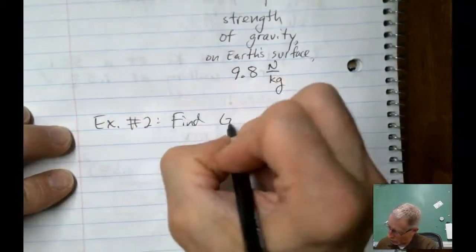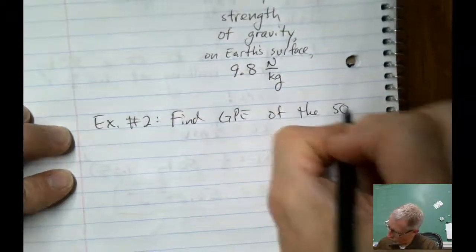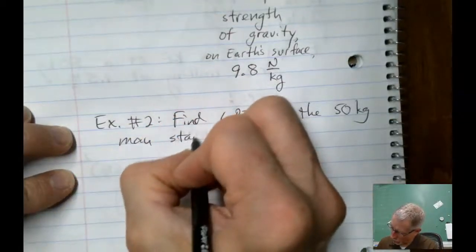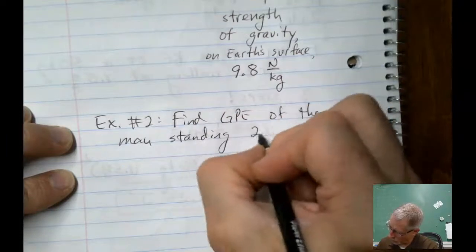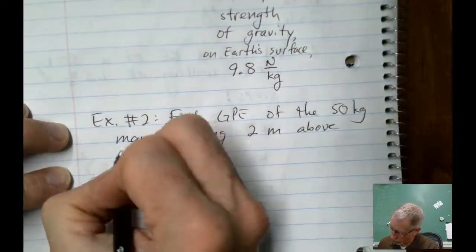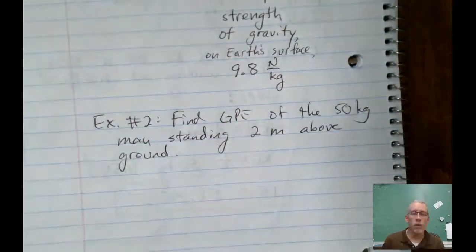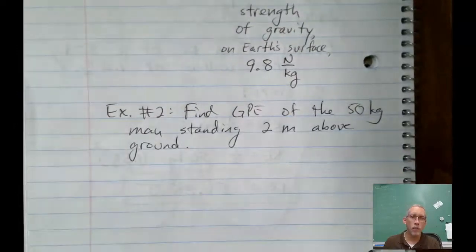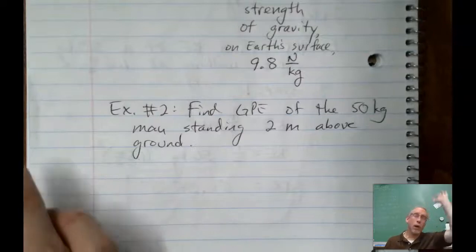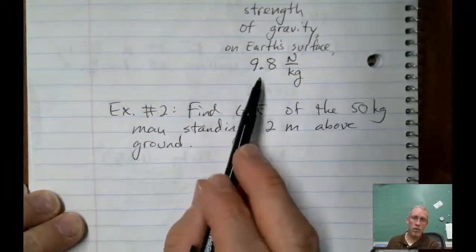Find the GPE of the 50 kilogram man standing 2 meters above the ground. And we'll always assume we're on the Earth's surface or near the Earth's surface at least. It doesn't matter if you're 2 meters above the Earth's surface, it's still 9.8. But if we go to another planet or we go way, way, way high above the Earth's surface, that would be a little different. Then 9.8 gets a little lower.